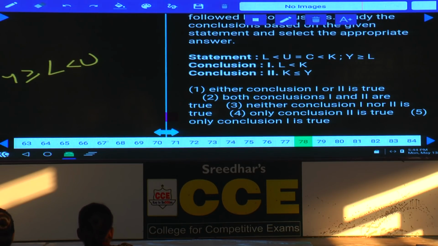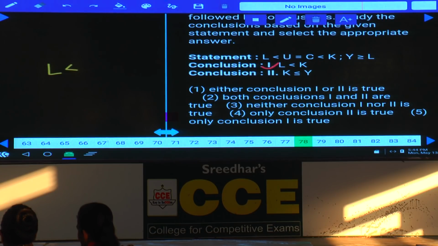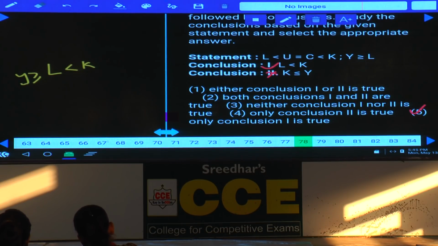Then coming to 78, L and K. Tell me which symbol is common here: lesser than is common, so L lesser than K is true. And the next one, K lesser than or equal to Y. Now L lesser than K, and Y greater than or equal to L. Again between these two there are opposite symbols, hence no conclusion can be drawn. Hence only conclusion 1 is true, that is choice 5. Now this is about question numbers 74 to 78.